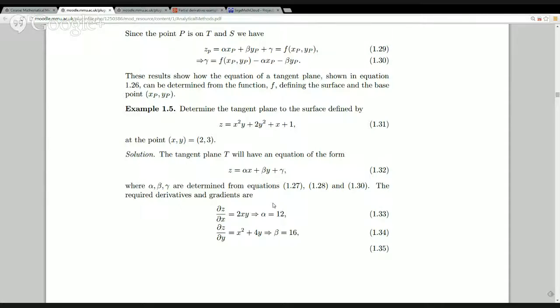So the equation of the tangent plane was z equals 13x plus 16y minus 41. The minus 41 was the constant term appearing in the equation of the tangent plane.